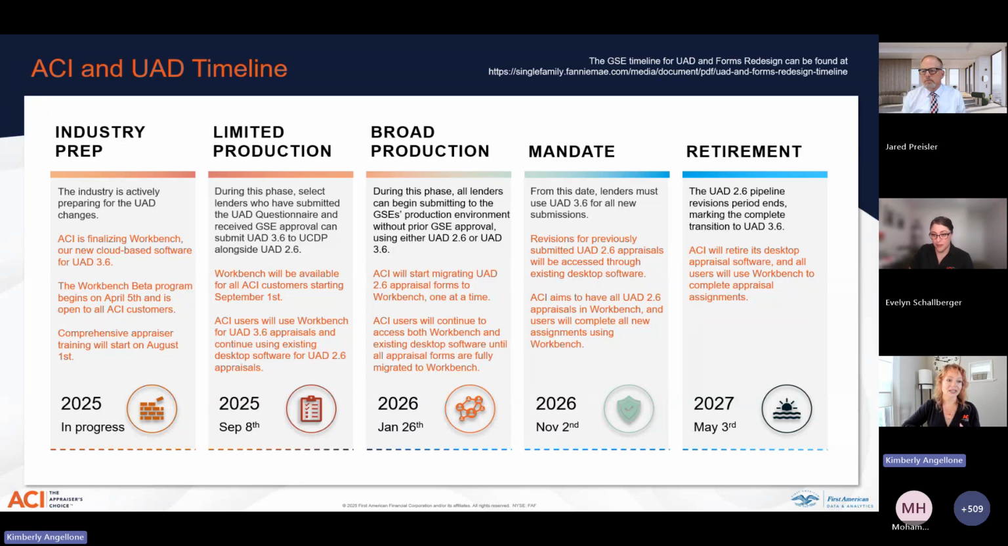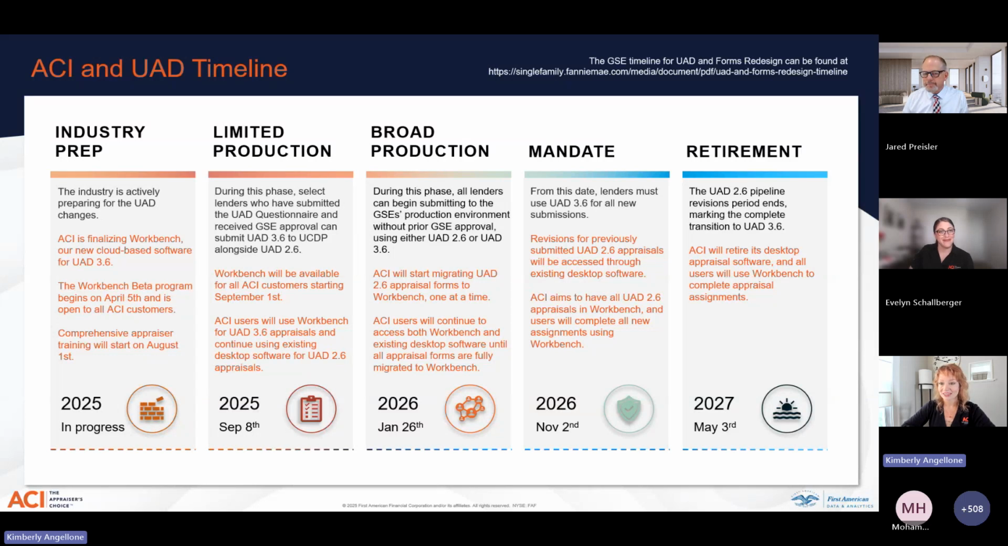At ACI, we are finalizing Workbench, which Evelyn just showed you, our new cloud-based 3.6 solution. Our beta program: we've had appraisers in our solution since February, when we kicked off our first testing initiative, but active beta has been live since April, and we are still encouraging appraisers to join us. We have hundreds of appraisers in there now, and we'd love to see even more join us. It's a fantastic opportunity to get your hands into Workbench and be part of the iterations as we're leading up to limited production in September.